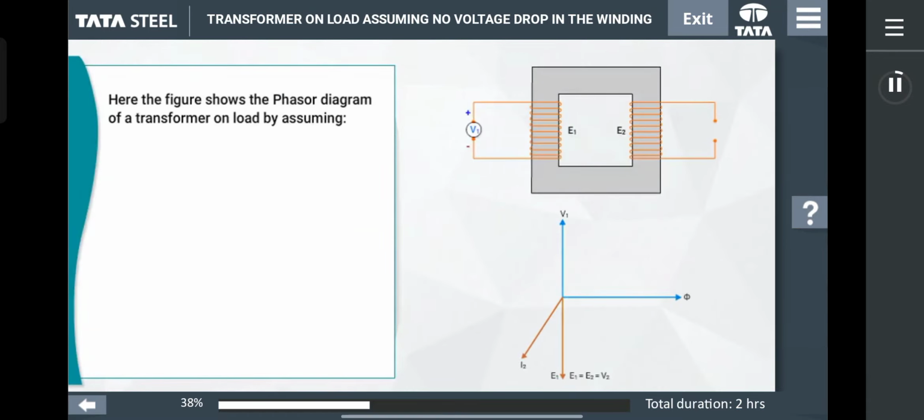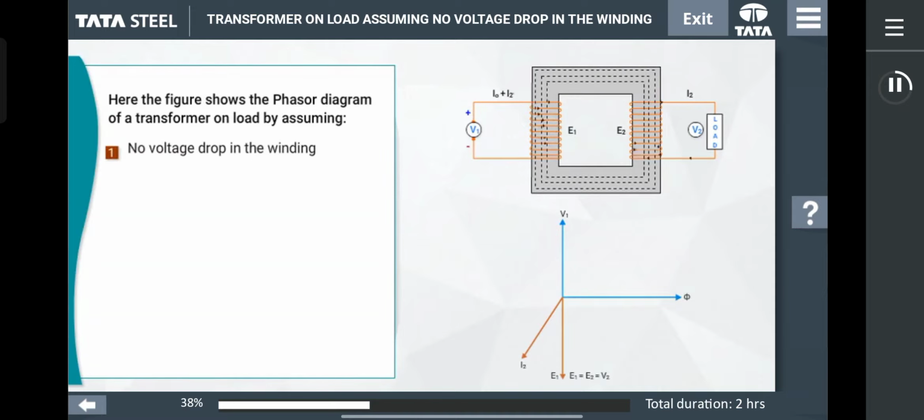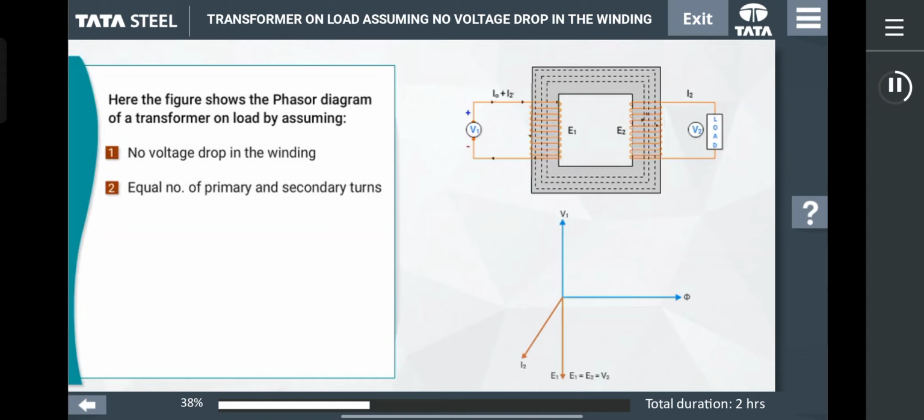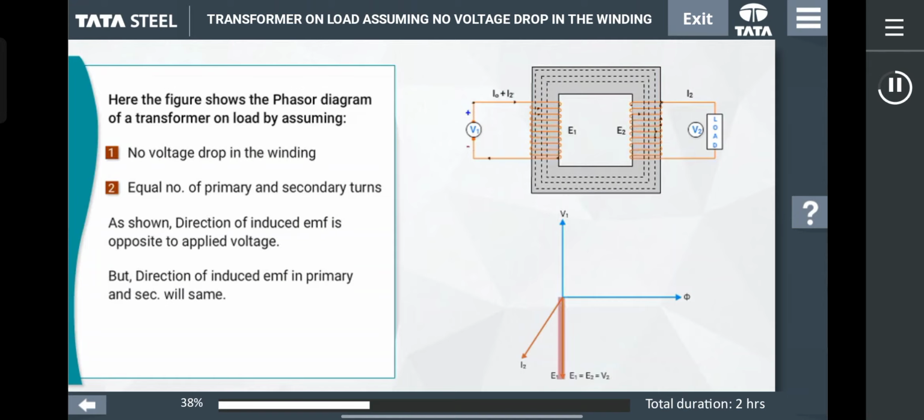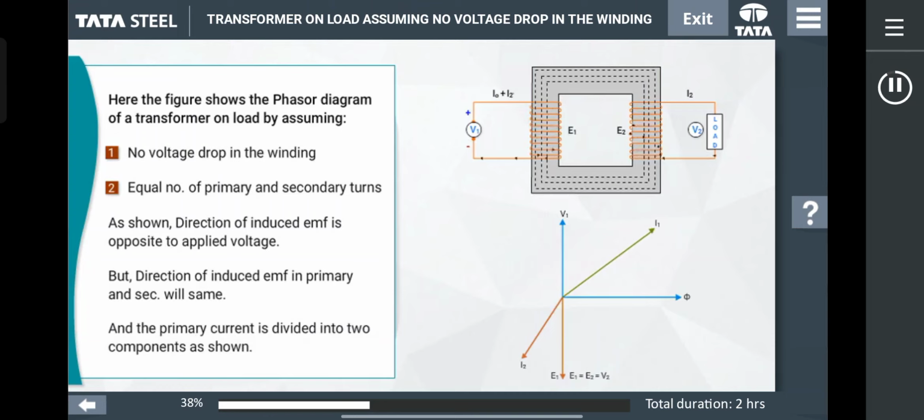Here, the figure shows the phasor diagram of a transformer on load by assuming: 1. No voltage drop in the winding, 2. Equal number of primary and secondary turns. As shown, the direction of induced EMF is opposite to applied voltage. But the direction of induced EMF in primary and secondary will be the same. And the primary current is divided into two components as shown.